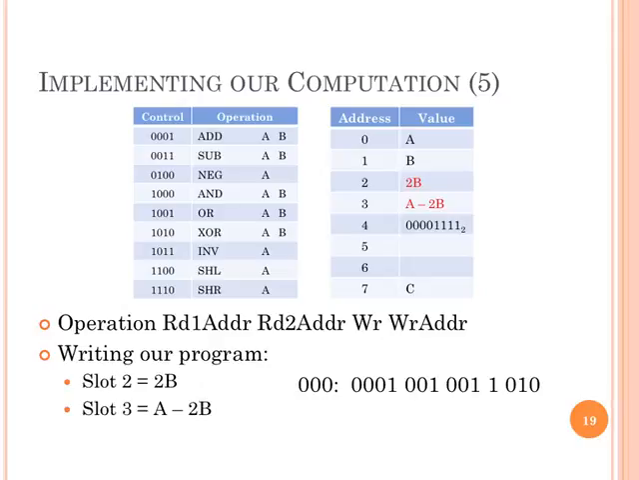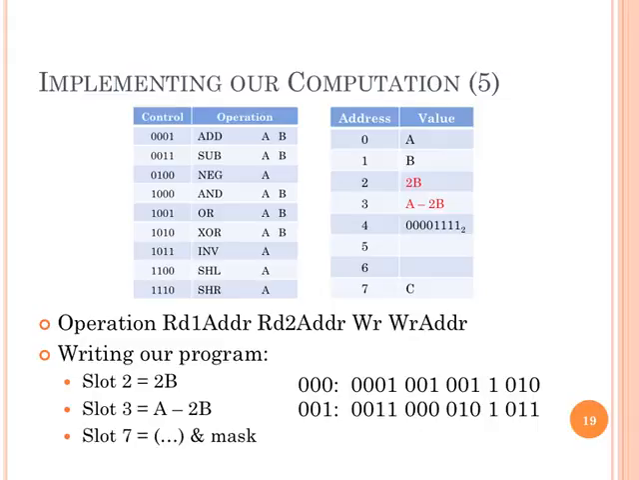Slot 3 is going to be a minus 2b, so we use the subtract opcode, so 0011, and then we need to put a and 2b into those, so addresses 0 and 2, and we'll store that into address 3. So again, you can see address 0, 000, address 2, 010, and address 3, 011.